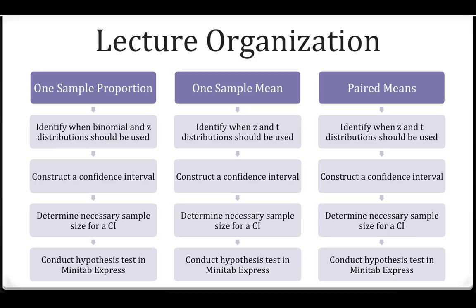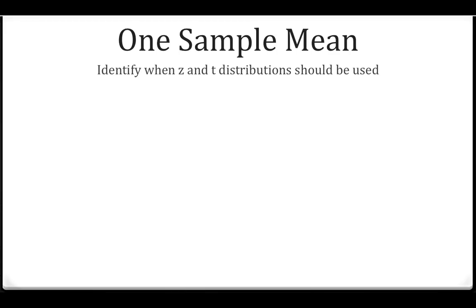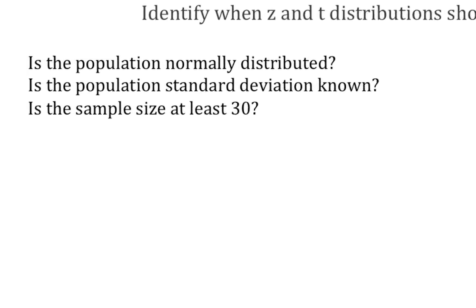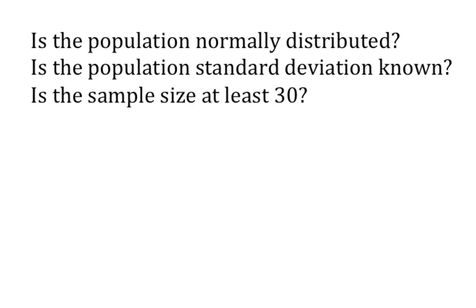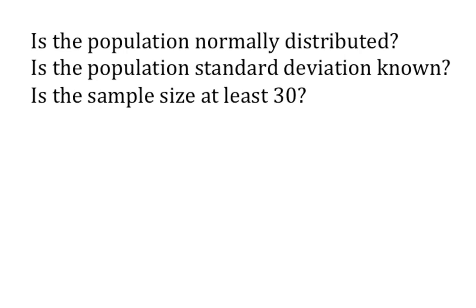We just covered one sample proportion. Now we're going to go through those same 4 learning objectives with one sample mean. We'll start with identifying when the z and t distributions should be used. I have a flowchart to help us with this. There are 3 questions that we'll need to ask. Is the population normally distributed? Is the population standard deviation known? And is the sample size at least 30?